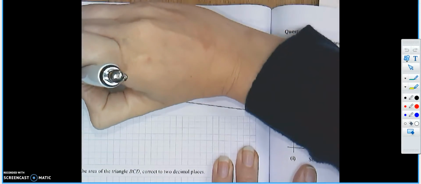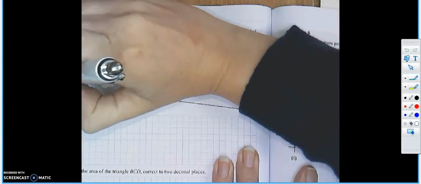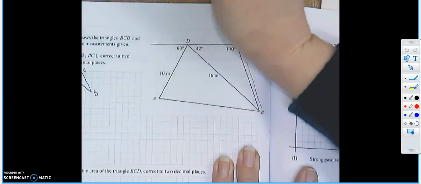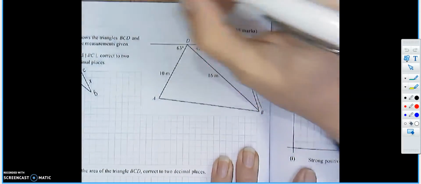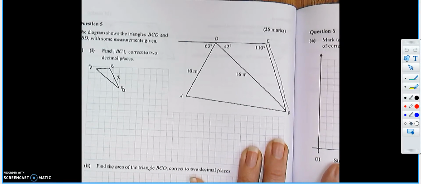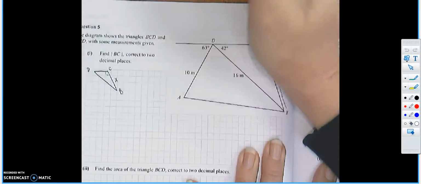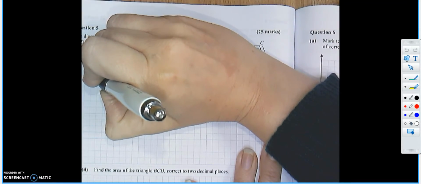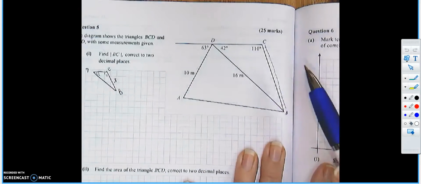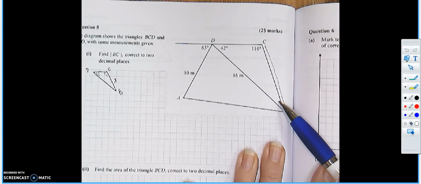So if you do a quick sketch, you have that. D's in the corner, C's up here, and B's down there. You are looking for this side, so we're going to call it X. In terms of this triangle, we know that this angle is 110, this angle is 42. Before you start, make sure you've labeled everything on your triangle. So we have these two angles. Is there any way you can work out the angle of the third?